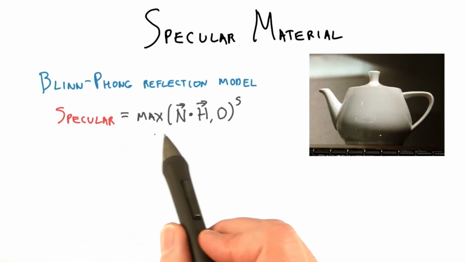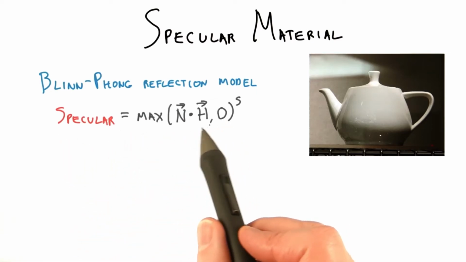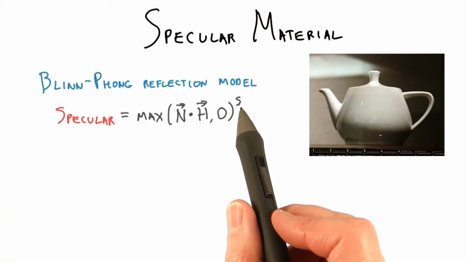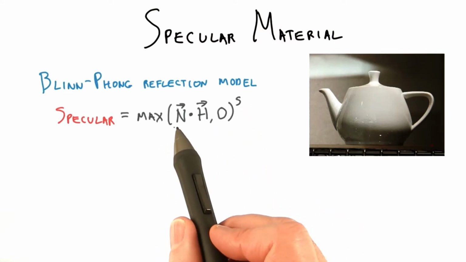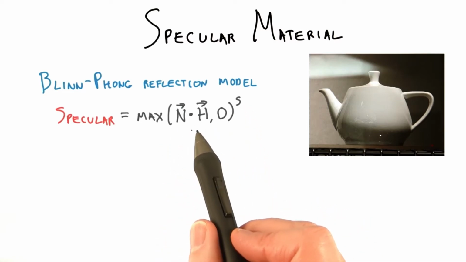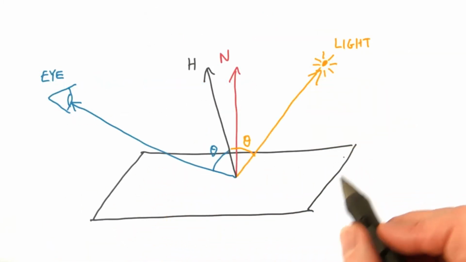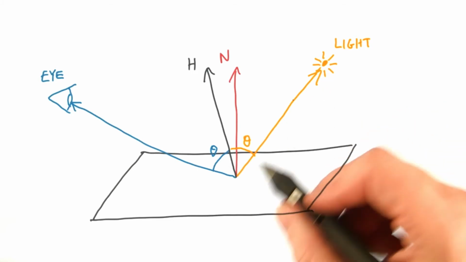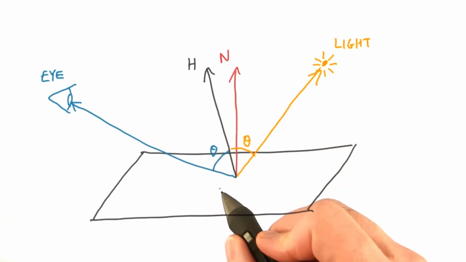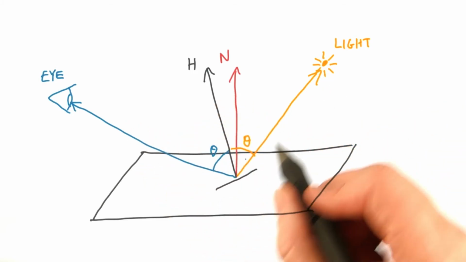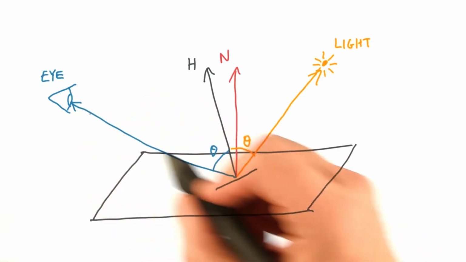Specular equals the maximum of n dot h, or 0, whichever is larger, raised to a power. N is the surface normal, same as with a diffuse material. H is called the half-angle vector. Say you're given a surface, a light source direction, and a viewer direction. How would you point a mirror so that the light reflected directly toward the viewer?